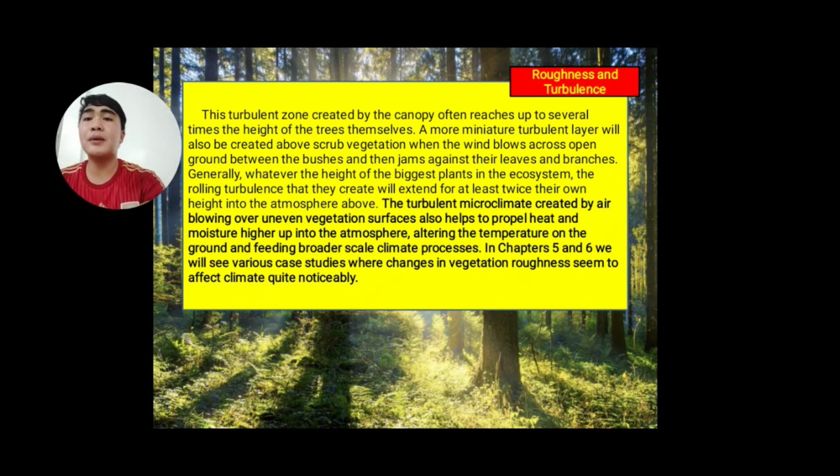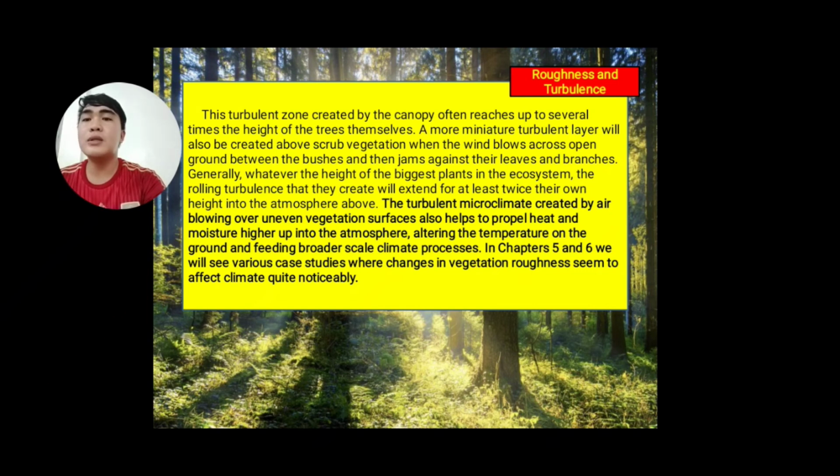The turbulence microclimate created by air blowing over uneven vegetation surfaces also helps to propel heat and moisture higher up into the atmosphere, altering the temperature underground and feeding broader scale climate processes.